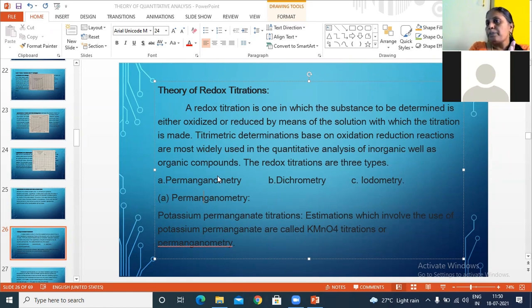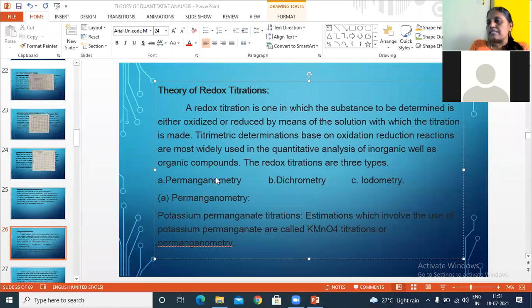Oxidation is when the oxidation number increases from low to high; then it is an oxidation reaction. If the oxidation number decreases from high to low, then it is a reduction reaction. If the reaction is oxidation, then the substance is a reducing agent. If the reaction is reduction, then the substance can act as an oxidizing agent. So oxidation is nothing but a reducing agent, and reduction is nothing but an oxidizing agent.